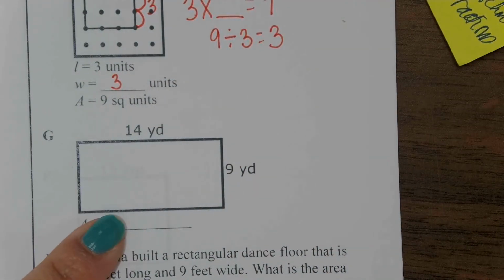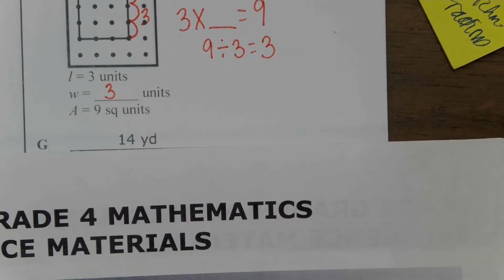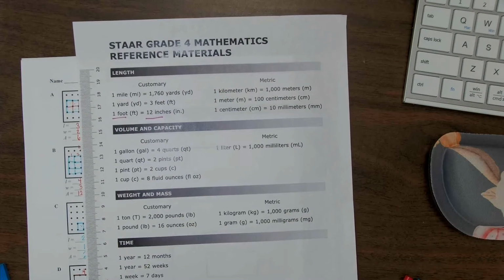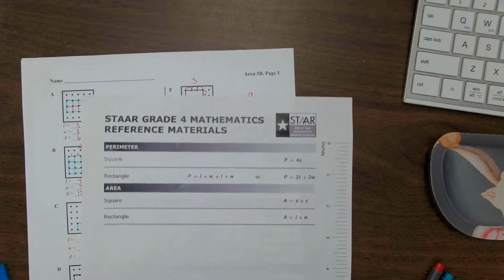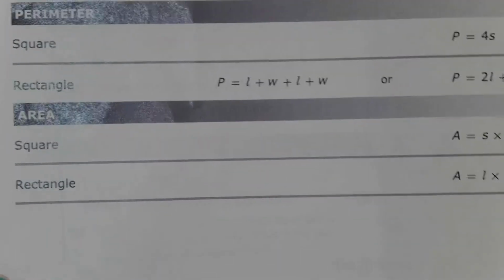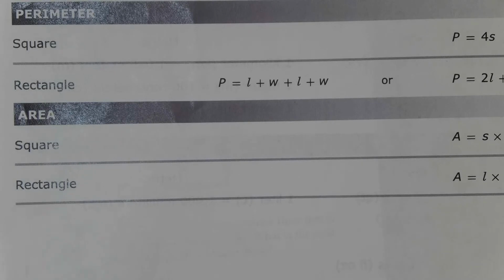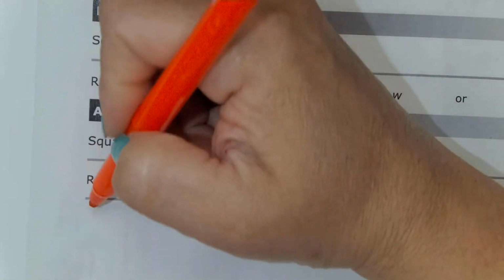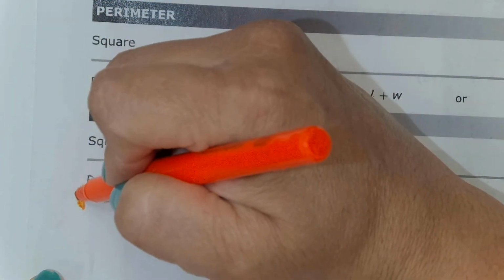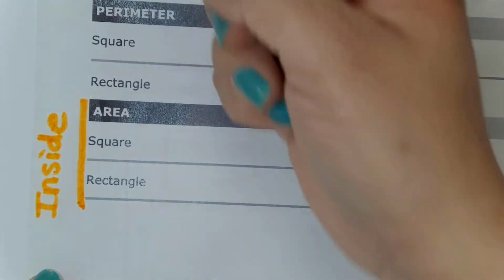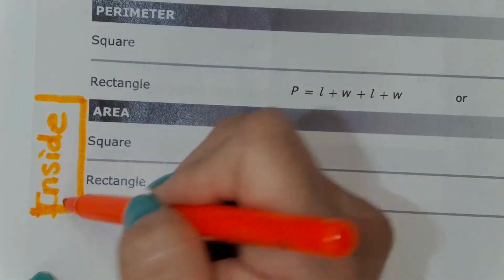Okay. Looking at letter G. On your reference chart, you have something called area formula. So if we turn to the back, here we have our formula for area. So remember, area is the inside. Area is the inside. So those of you that have your reference chart right here on the side, we're going to go ahead and write the word inside, okay? So area is the inside.